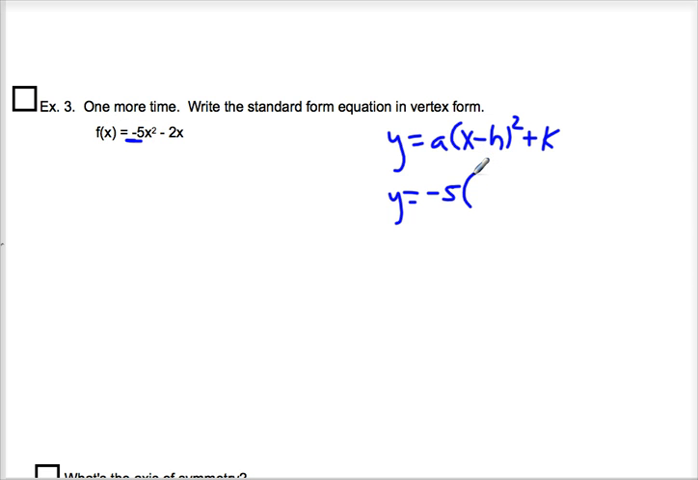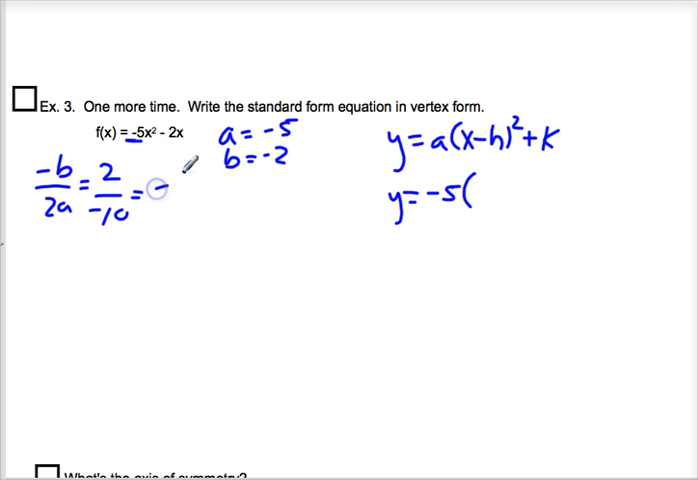Now I need to find the vertex. I need to do negative b over 2a. That gives me the x-coordinate. B is negative 2, so negative b is 2. A is negative 5, so 2a is negative 10. 2 times negative 5, negative 10. That reduces to negative 1/5. That means over here I'm going to have an x plus 1/5 squared because that is the x-coordinate of my vertex.